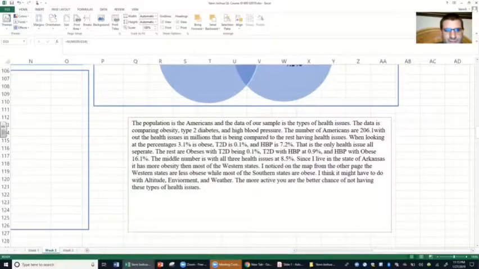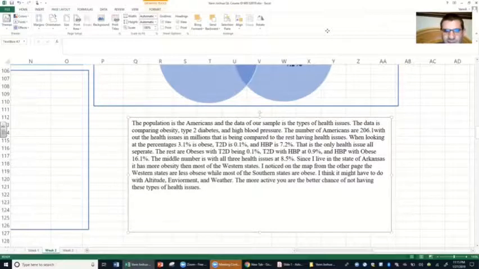When looking at percentages, 3.1% is obese. Type 2 diabetes is 0.1%, and high blood pressure is 7.2%. That is the only health issues, all separate. The rest are obese with type 2 diabetes of 0.1%, type 2 diabetes with high blood pressure at 0.9%, and high blood pressure with obesity 16.1%. The middle number is with all three health issues at 8.5%.